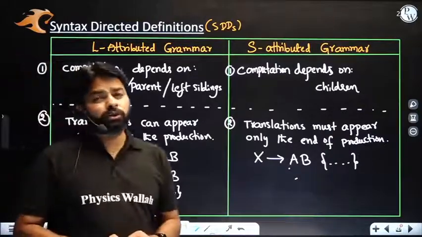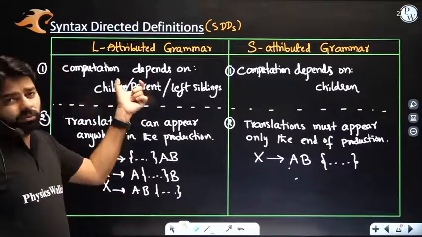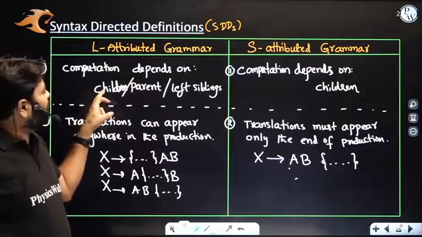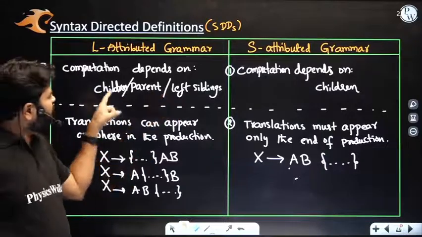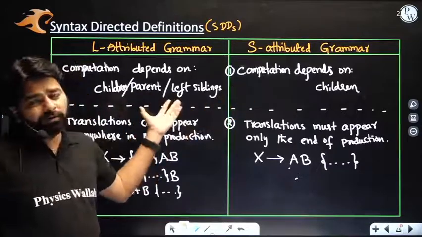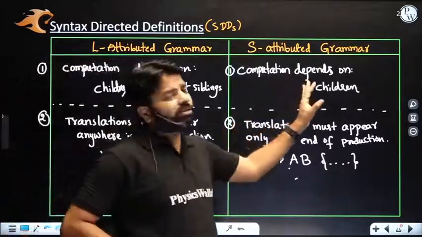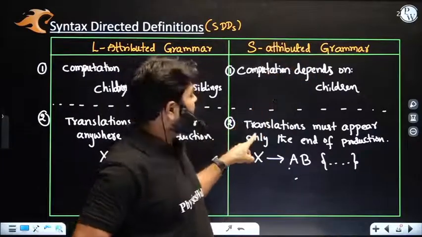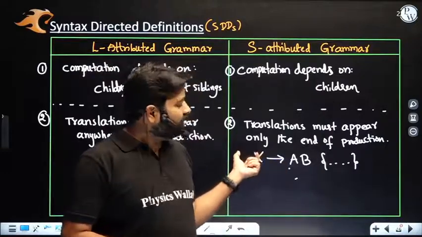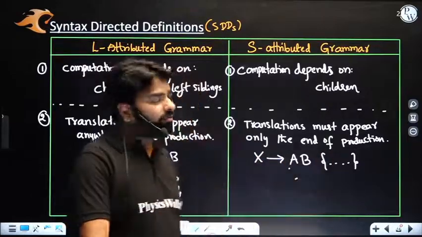These are the two important points to define the definition of the SDTs. First, the L-attributed definition. What is the L-attribute definition? The computation of an attribute depends on children or parent or left sibling. So it can follow synthesized concept or some restriction on inherited. Other than the right sibling, it can follow just like inherited concept. Translation can appear anywhere, so no rule for translation at all. For synthesized or S-attributed grammar, computation depends on children, and all the translation is only at the end of the production, because you will mostly compute at X by depending on its children, so it's going to use the translation at the end somehow.